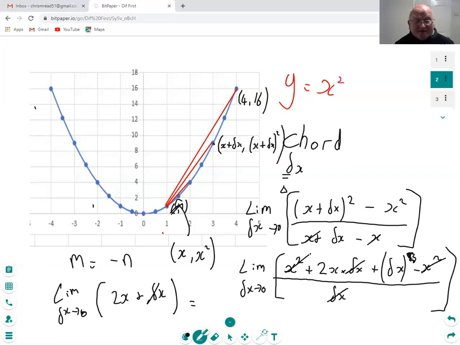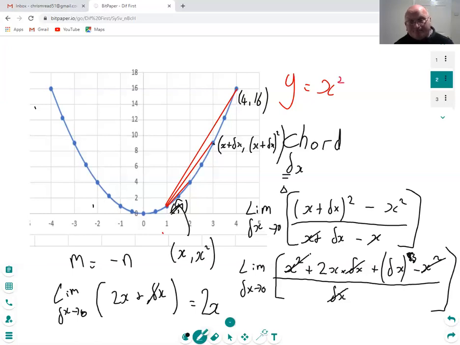So that is 2x. And you'll find whenever you draw a tangent at any point on this curve, the gradient will be twice the x value, because what we found out is that the gradient is 2x.